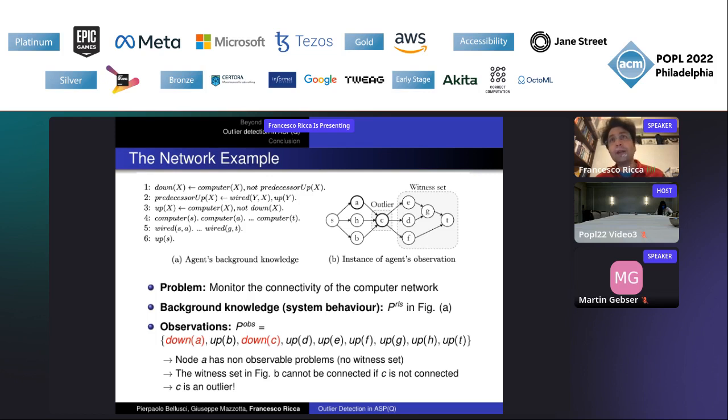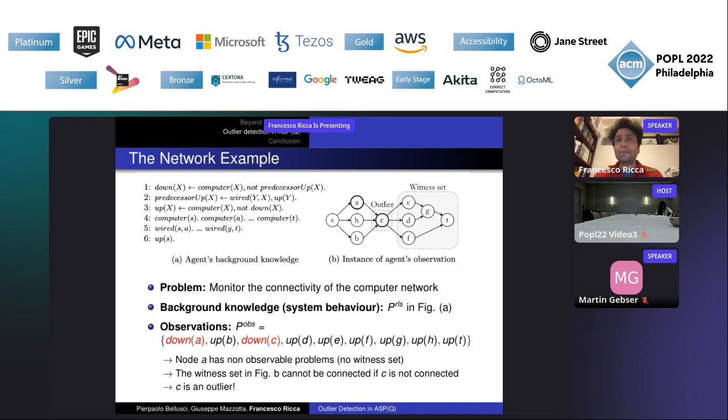this part of the network that is called the witness set that you have here on the right, all those guys are up, but C is down. And this is not compatible with what the background knowledge would suggest. On the one hand, if you look at A, we notice that the fact that A is not connected is not contradicting the program. Look, the program is stratified. It has only one model.